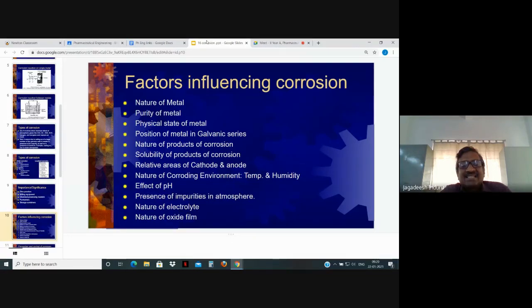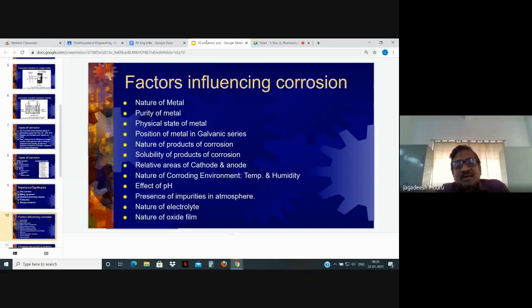Another one is the nature of the oxide film. If the oxide film is insoluble in nature, it will act as a coating, and the coating will have a protective effect.